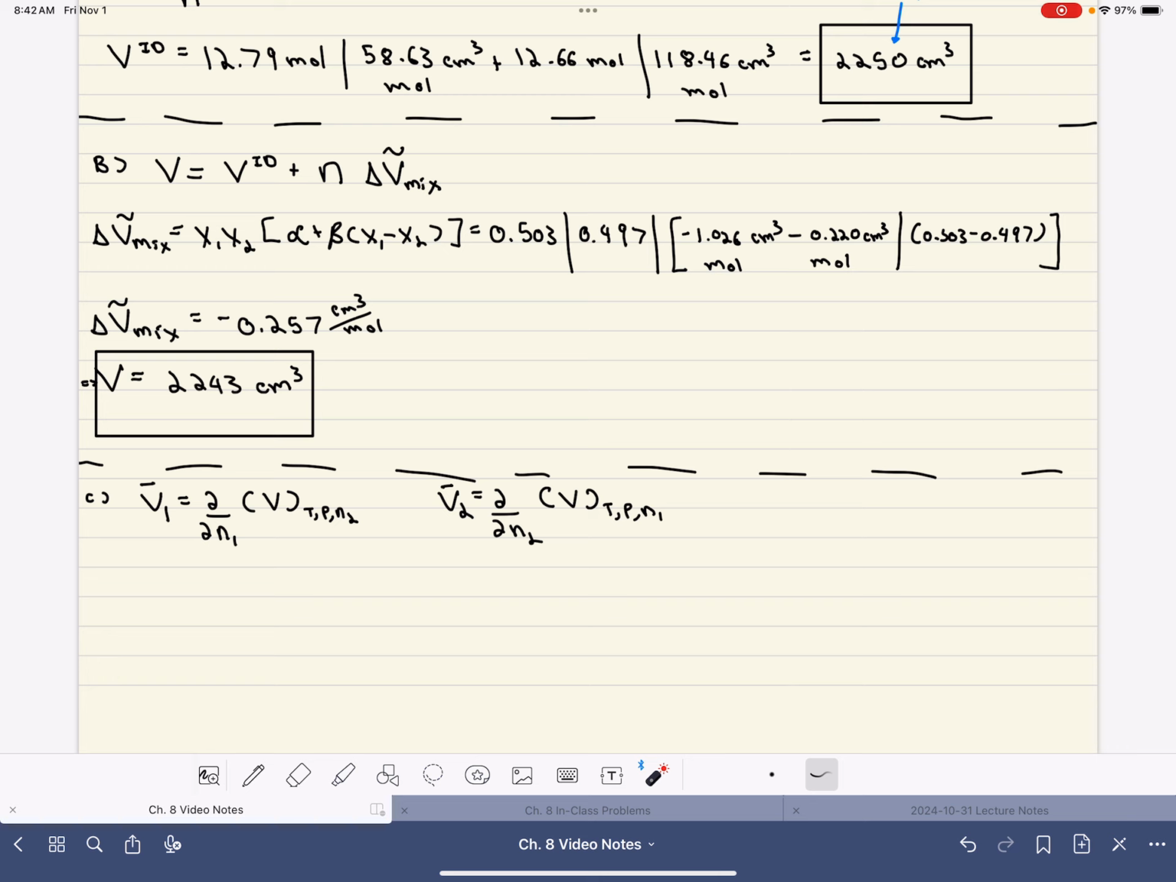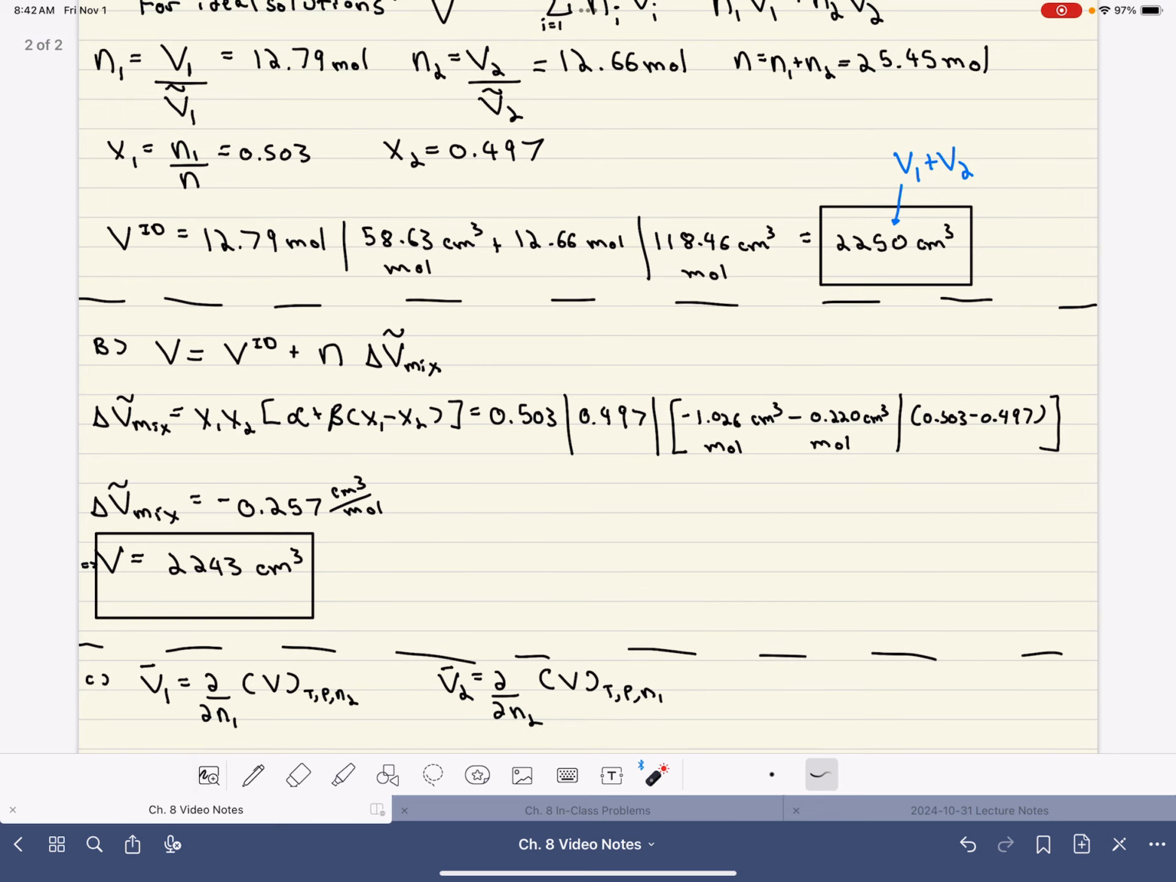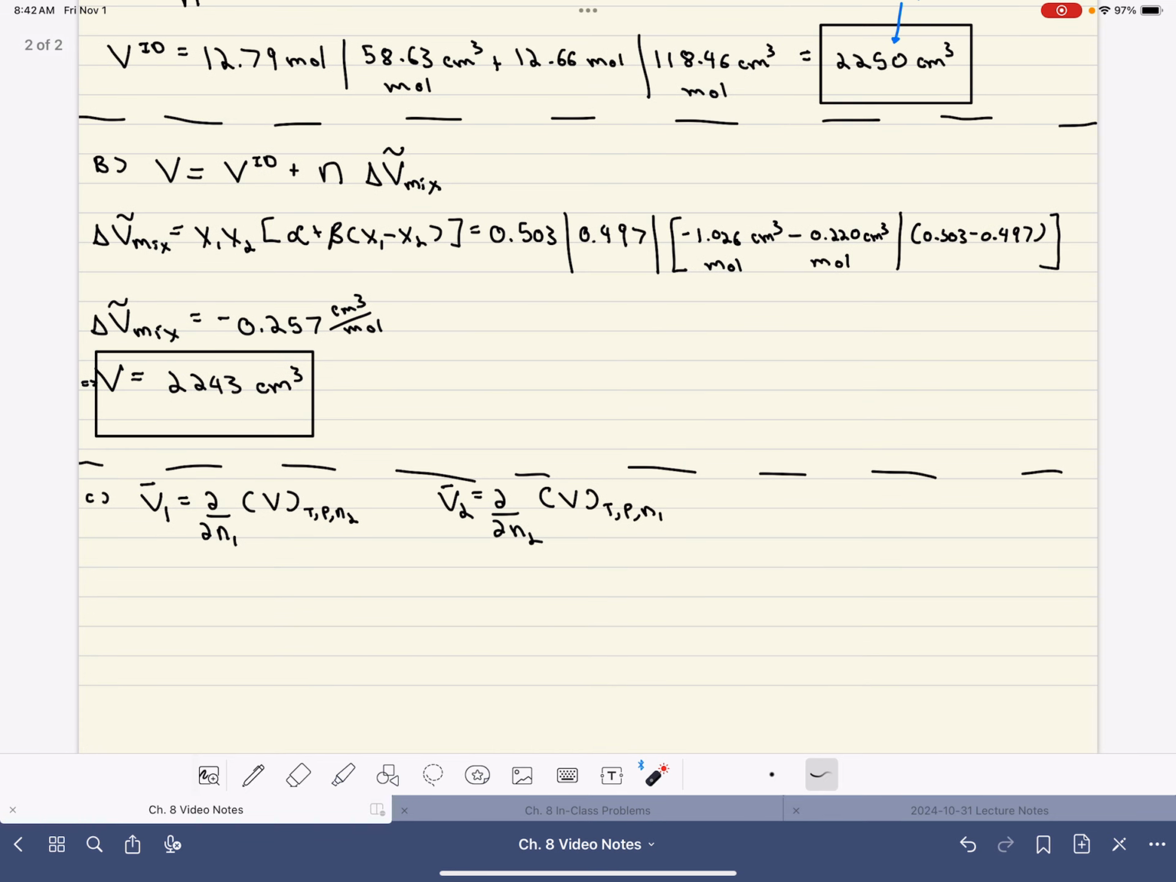One strategy we could take is we could literally plug in the expression we used here into this equation. That'll work, but as you could probably tell, because delta V mix is a bit of a complicated equation, that could get really messy really quickly. But that method will work. But what I want to go over in this video is to actually show you a shortcut method.